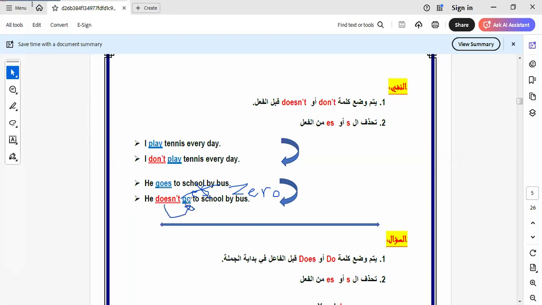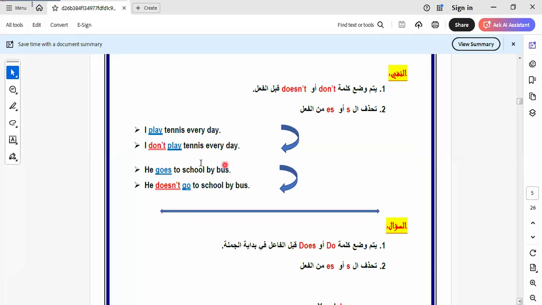So when we use does in the negative form or in the question form, the verb must be in what? In the stem form. And we will talk about this later when we talk about the past simple tense. We know that when we use didn't, the verb must be in the stem form. Here in the present, when we use doesn't or does, we return the verb to the stem form as it is. Okay, so you must know this case. Let's continue the rest of the unit.